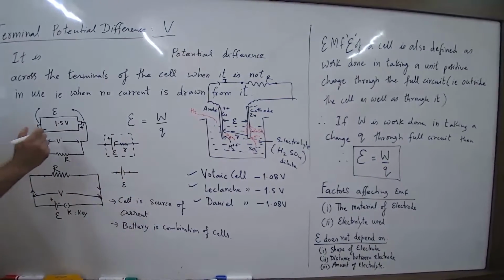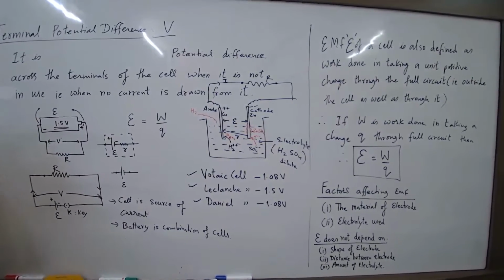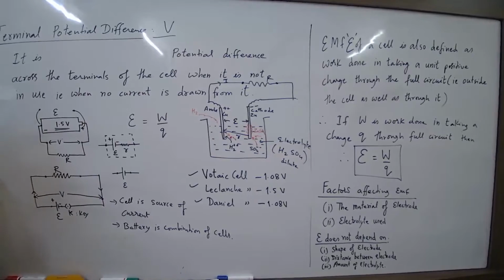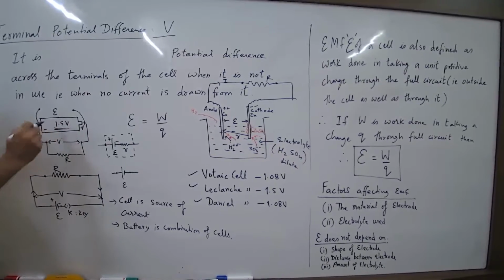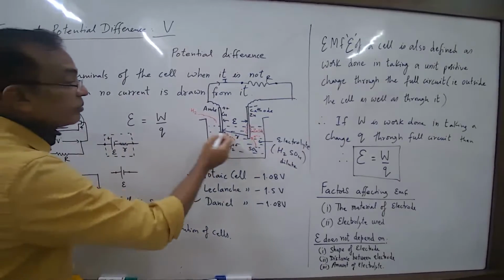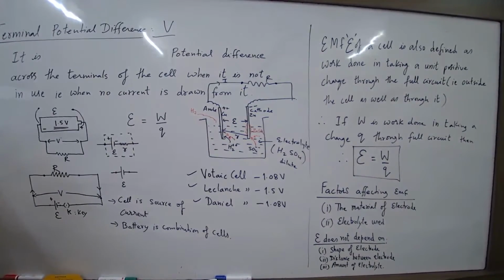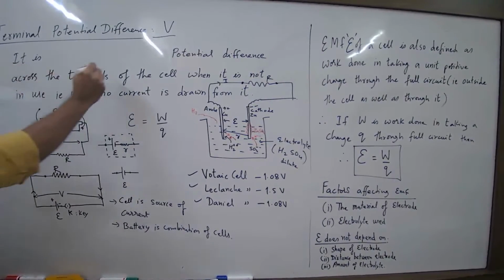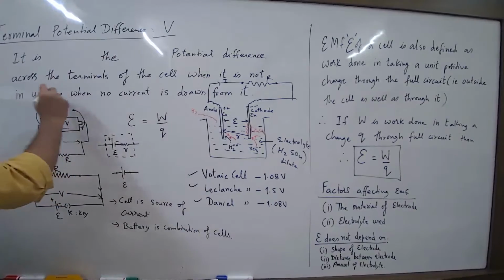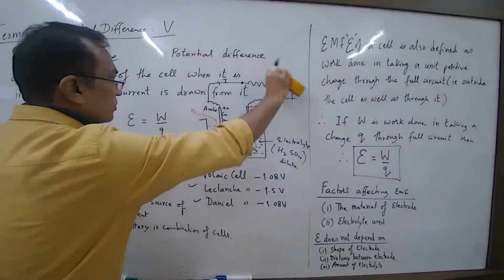That is why on a cell, terminal potential difference is mentioned, not EMF. Because this is the capability of the cell to do work, not the full EMF. Because some energy will be wasted in overcoming internal resistance. Got it? So some energy is needed for our own upkeep. Okay? So it is the potential difference across the terminals of the cell when it is in use.